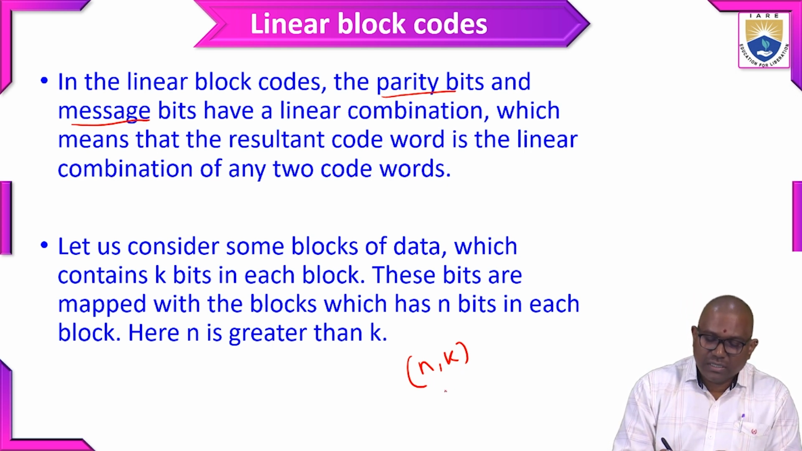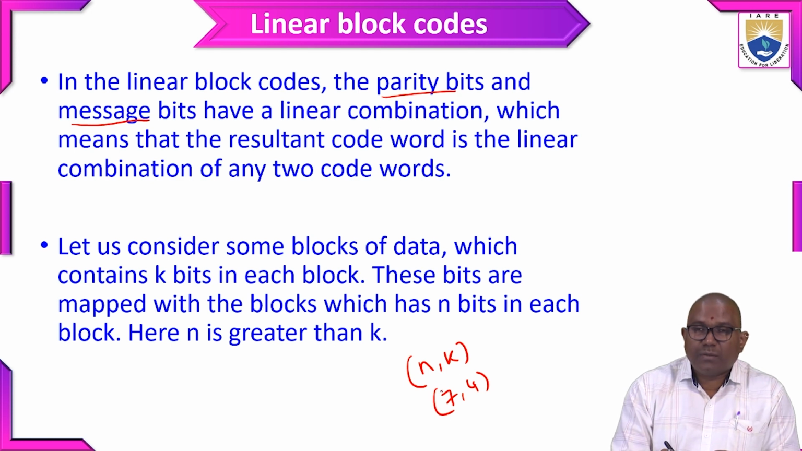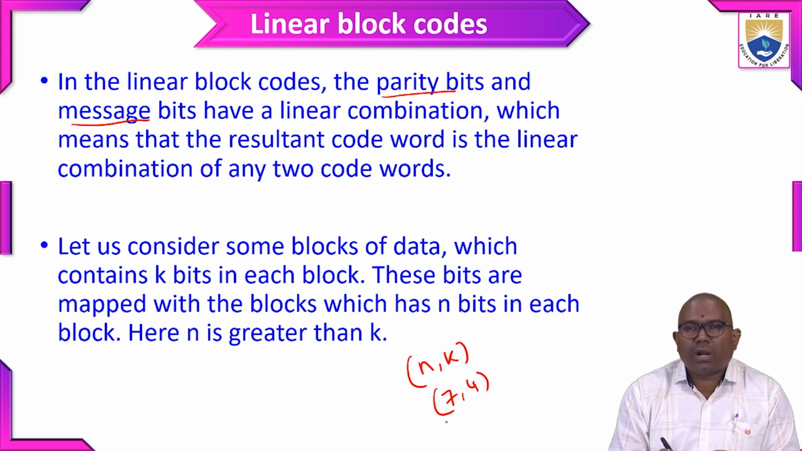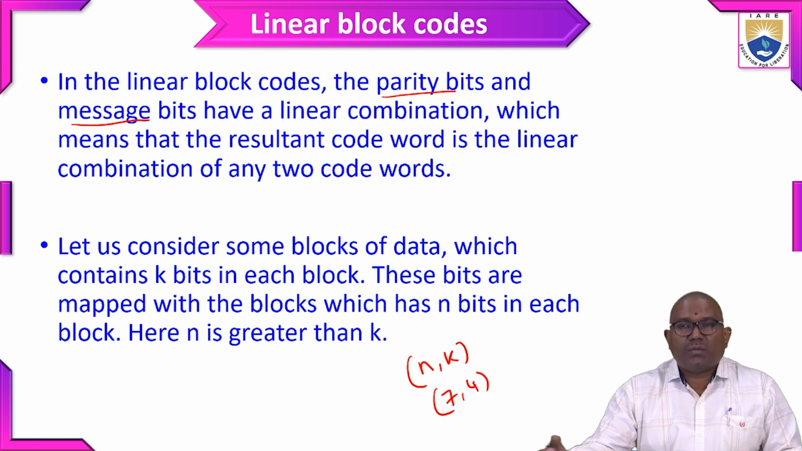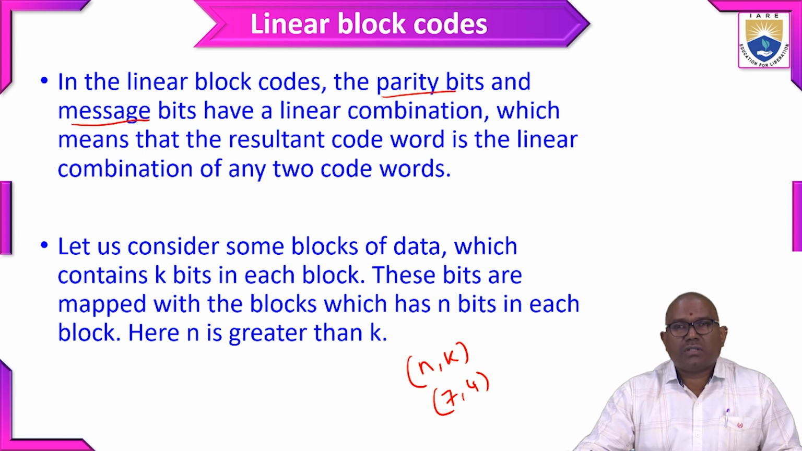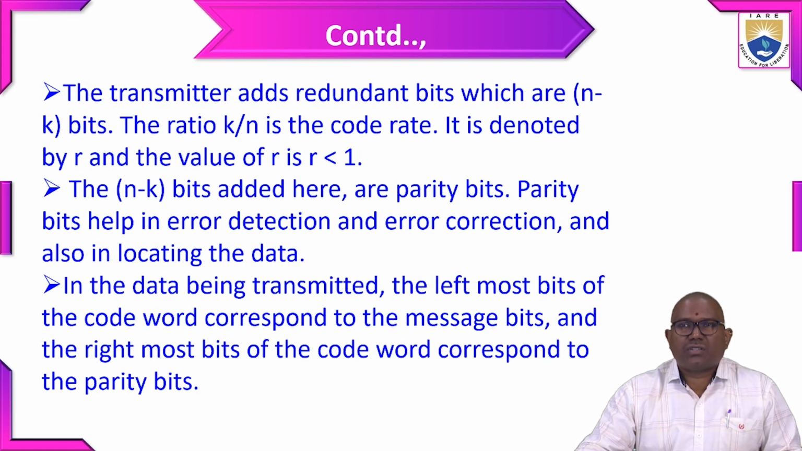So generally here we are going to use (7, 4). (7, 4) means the number of bits in a code is 7, and the number of message bits is 4. So here the block code can be represented as (7, 4). In problems we can easily understand the structure of this block code. In the coming slides we are going to discuss problems according to these block codes and cyclic codes also.